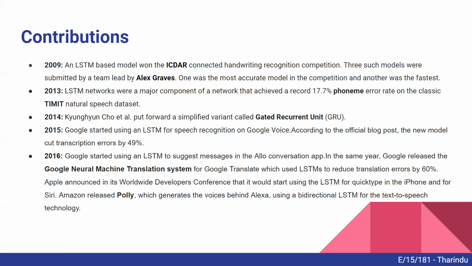According to the official blog post, the new model cut transcription errors by 49%. In 2016, LSTM had its biggest contributions in these areas. Google started using an LSTM to suggest messages in the Allo conversation app. In the same year, Google released the Google Neural Machine Translation system for Google Translate, which uses LSTMs to reduce translation errors by 16%.